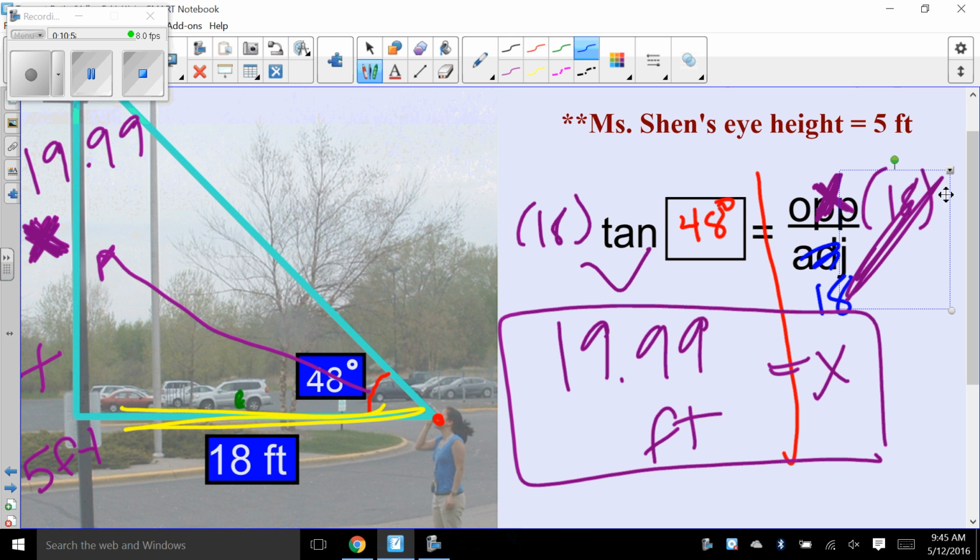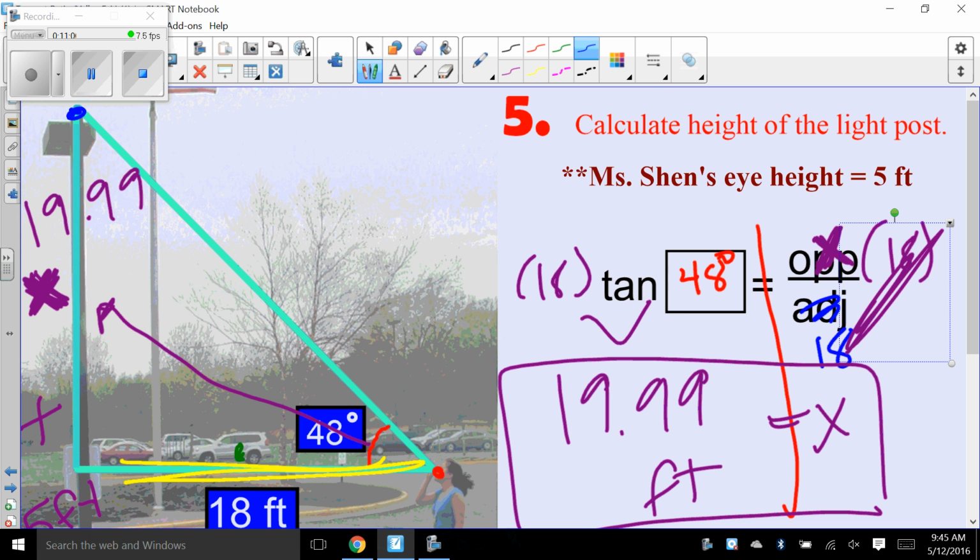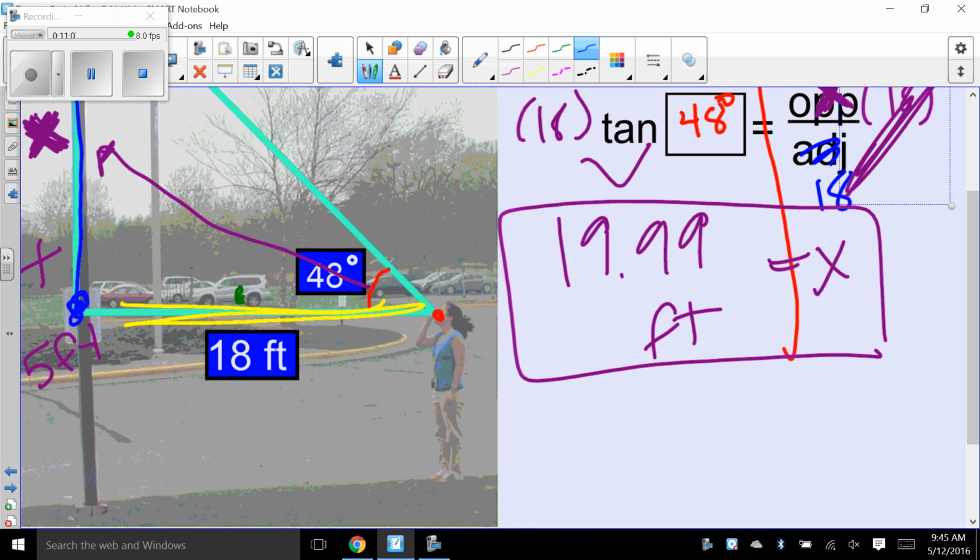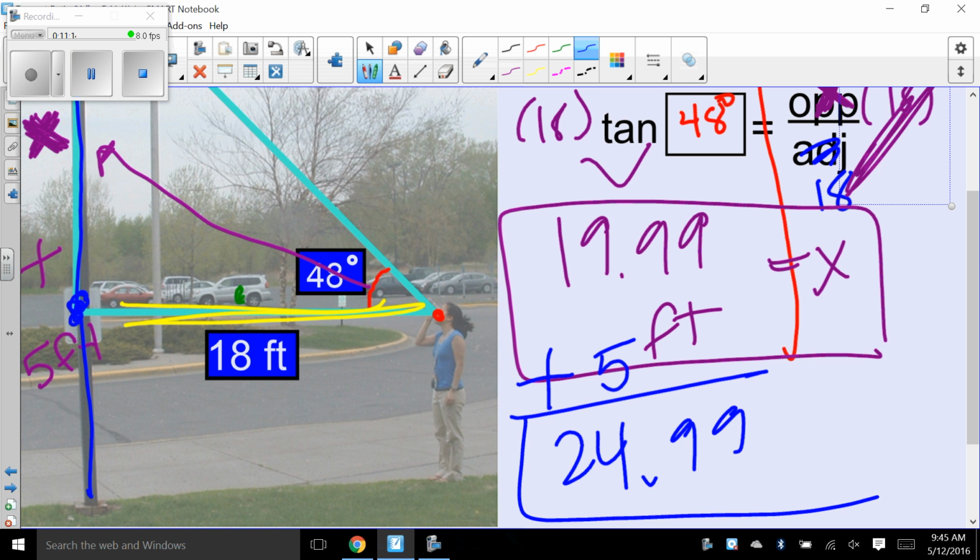Now be careful on what you're doing here, because that is the distance from the top of the light post to Miss Shen's eyes. But keep in mind the flagpole goes all the way down to the ground another 5 feet. So we really have to add another 5 feet. So the total height of the light post is 24.99.